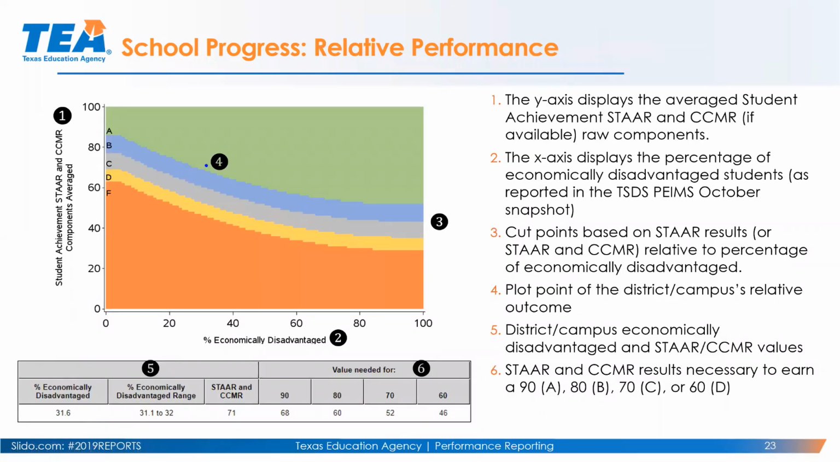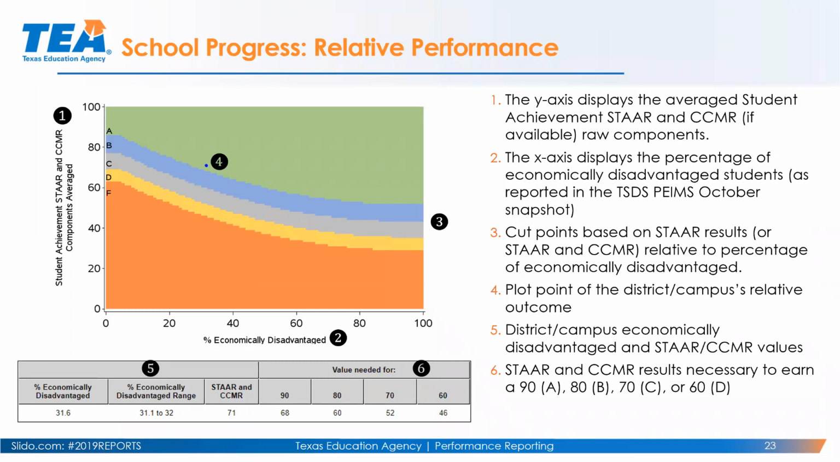The next piece is relative performance. This graph shows me two things. On the y-axis, it displays the student achievement, the STAR data, or STAR and CCMR if that is available for your particular campus or district. In this particular example for the district, I have STAR data and CCMR data. So those two raw points are then added and averaged, and that is my y-axis from 0 to 100 possible points. My x-axis is the percentage of economically disadvantaged students as reported in the fall snapshot, not on the answer documents, but on the fall snapshot.